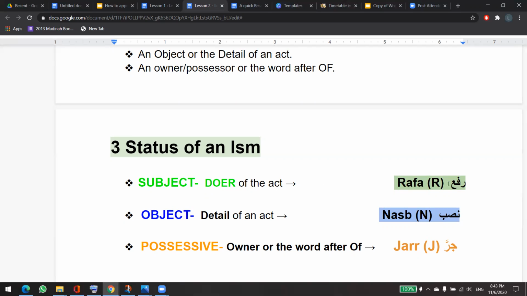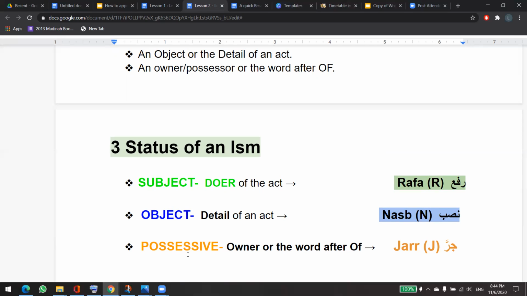Status Rafa. Okay. And then if you find details of an act, why the action was done, when was the action done, how was the action done, all these details, or the object, direct object, are nasab in status. Okay, so all the details of an act or the object are nasab in status.